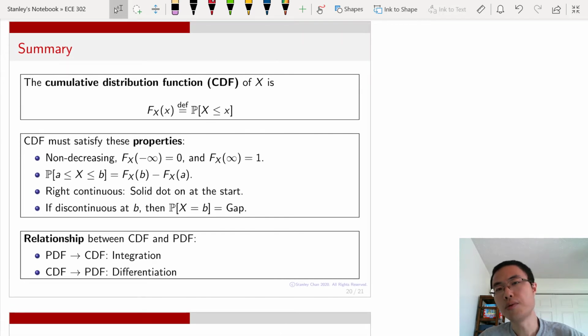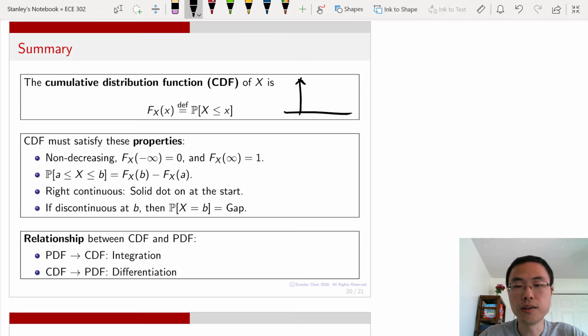So this is the summary of today's lecture. We have learned about 3 things. First, we learned what the CDF, the cumulative distribution function, is. It is just the cumulative sum of the probability density function defined by this equation. Okay, so you can think of it as the area under the curve of this diagram. So integrate everything up to the point x.